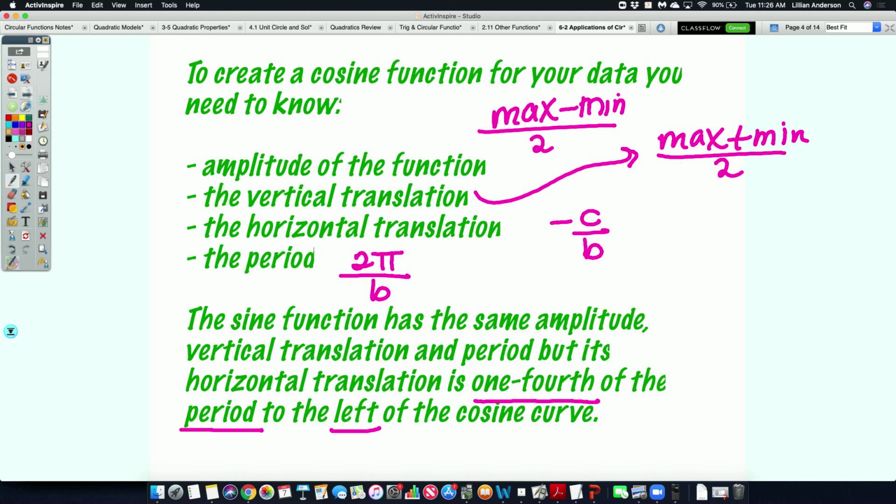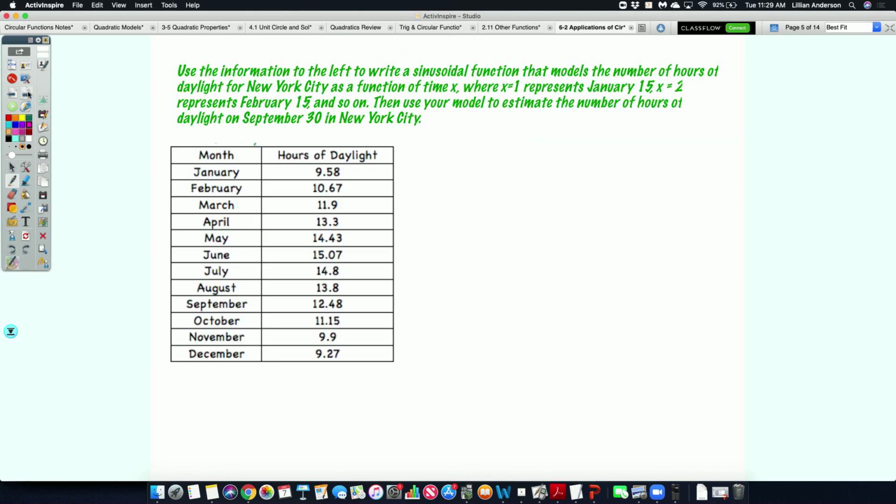So you'll see in the examples that we go through, we actually will write one sine function so you can see how it works. But most of the time, we're going to be writing a cosine function. So let's look at an example here.